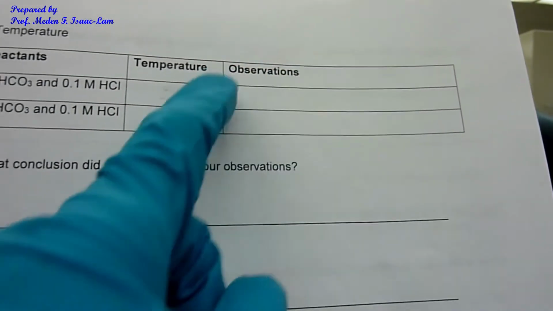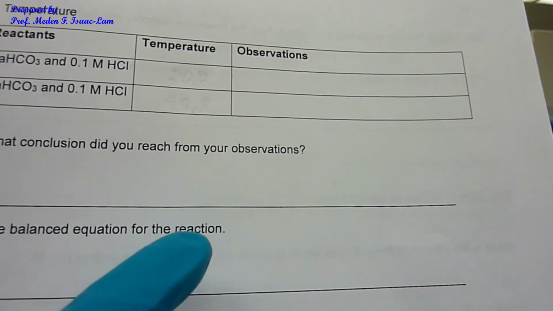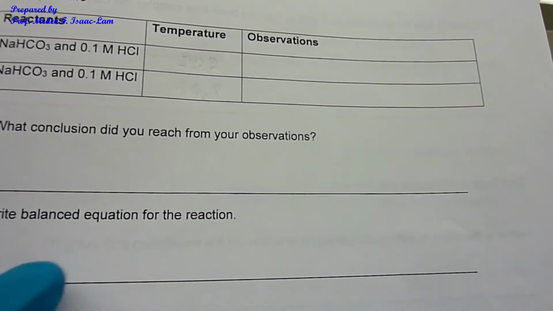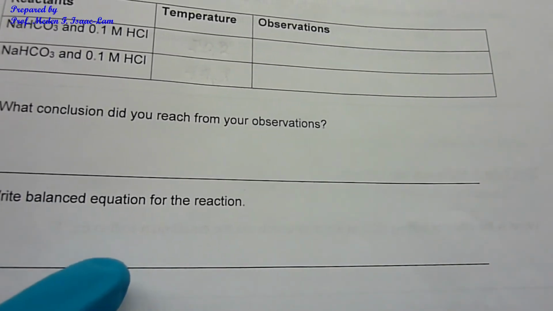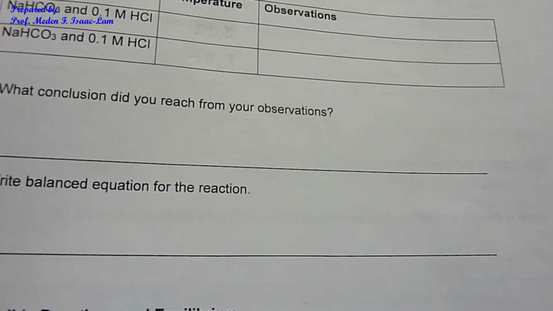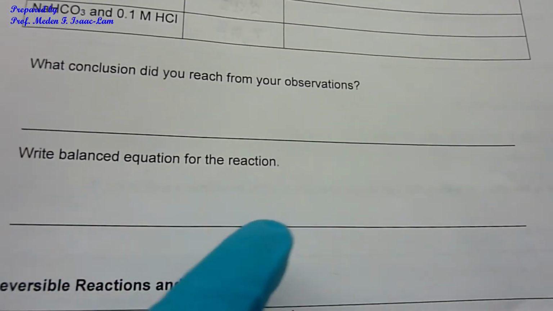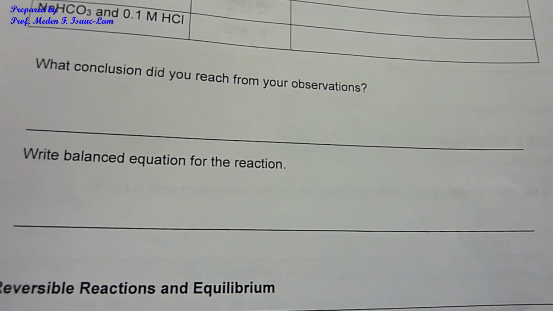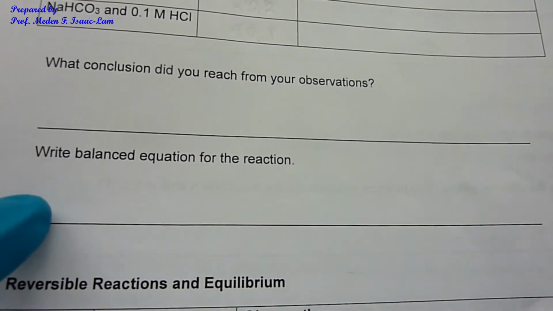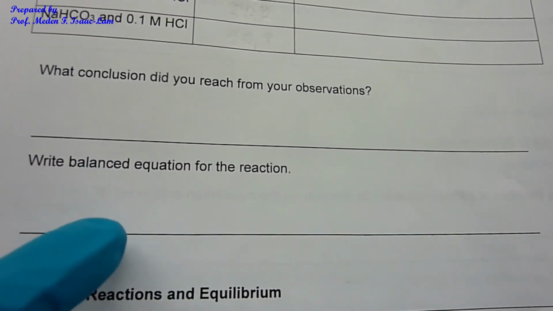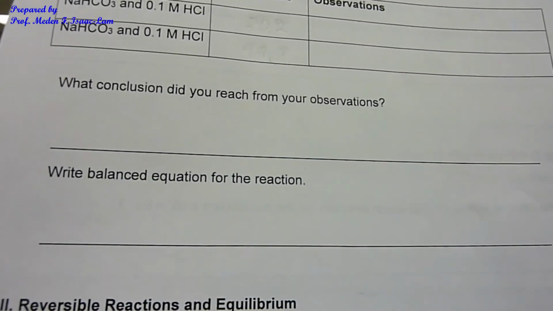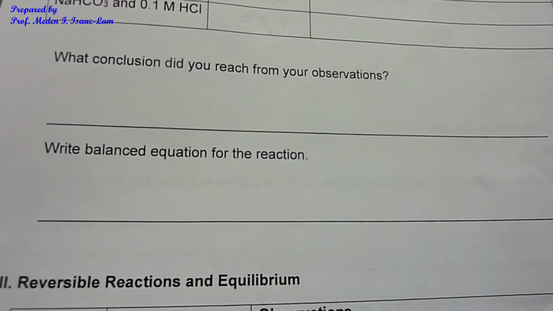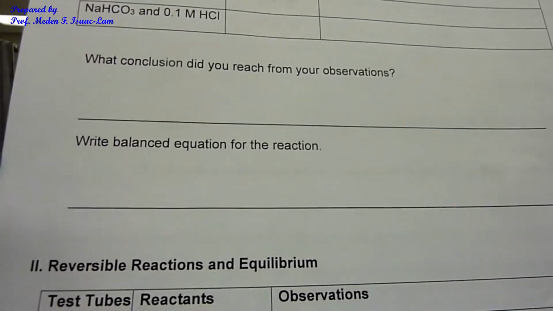In the report form, you are going to write temperature, and then observations, and then conclusion. And then you are going to write the balanced equation for the reaction. So it's NaHCO3 plus hydrochloric acid, and then you're going to write the products of the reaction. So again, write the balanced equation for the reaction, NaHCO3 plus HCl, and then what are the products, and then balance the equation. So that's it for part C.